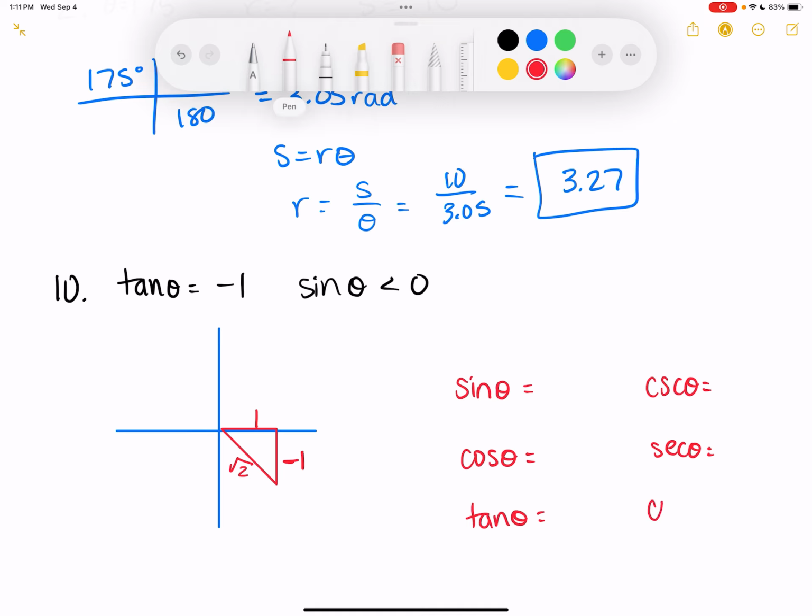I'm still a little confused how we got the number. How did you know that was 1 if that was -1? Because tangent is opposite over adjacent, and I knew that this was a negative, so one of these two values had to be negative. Oh, okay. Getting back into the swing of things.